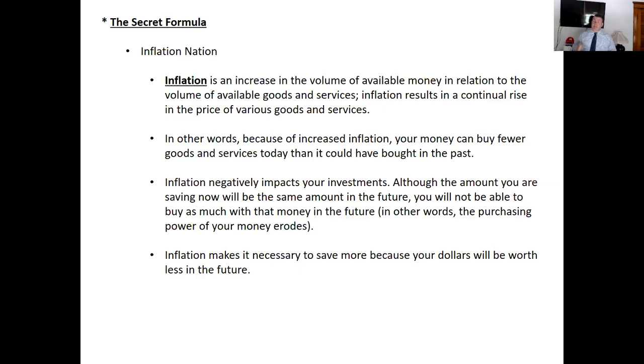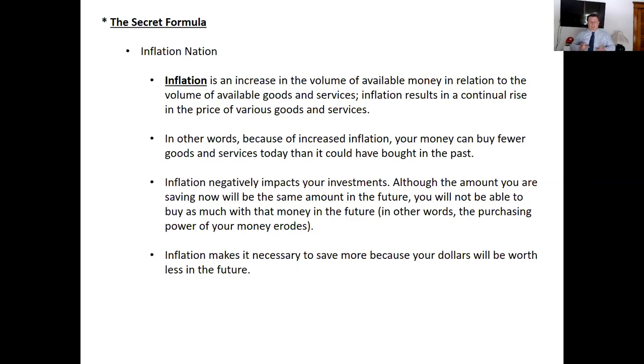Inflation negatively impacts your investments because if you just put that $20,000 away for that car today with no interest, then in 5 years at an interest rate of 1%, now that car is $25,000. Well, your $20,000 buys less of a car now. So although the amount you are saving now will be the same amount in the future, you will not be able to buy as much with that money in the future. In other words, the purchasing power of your money erodes because of inflation.